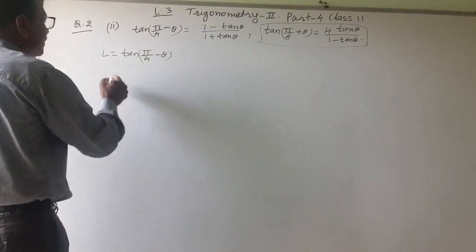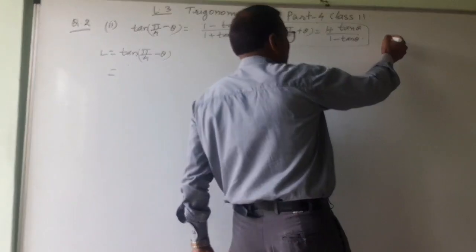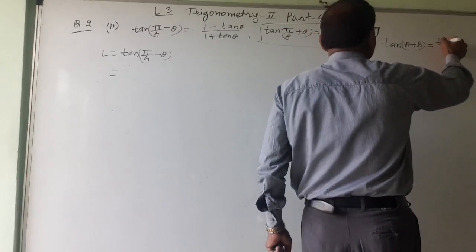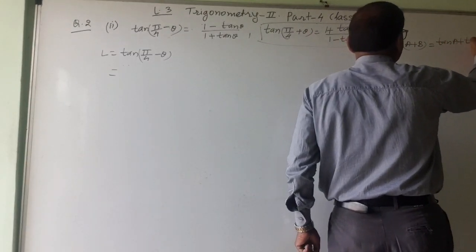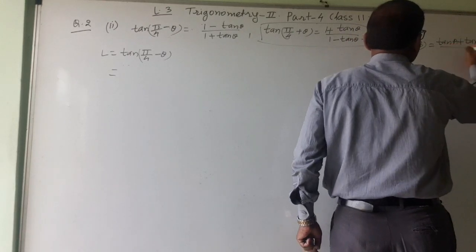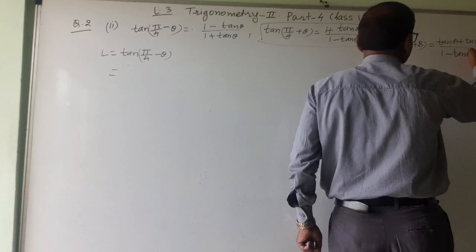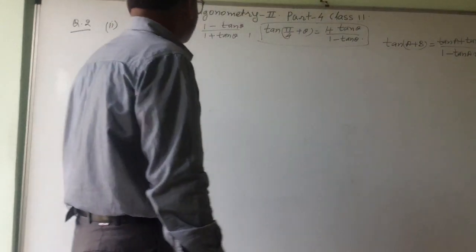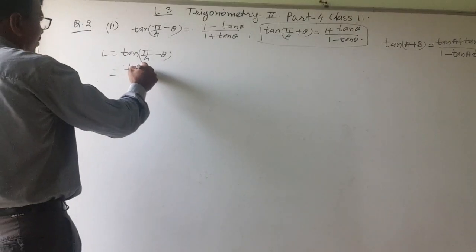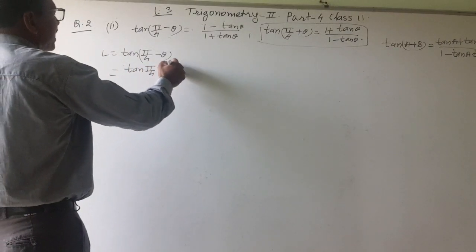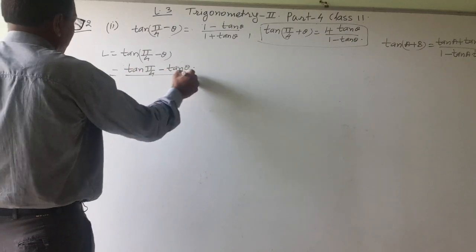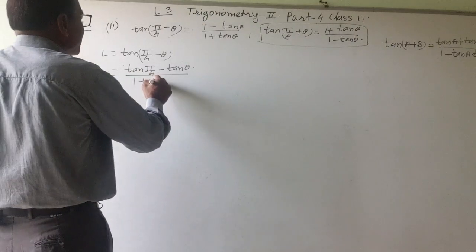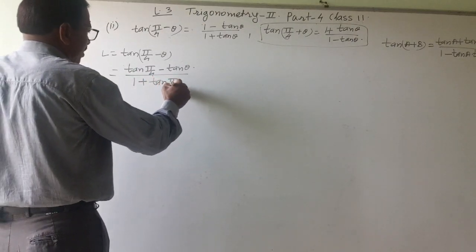minus theta. This is equal to, what is the formula for tan of a plus b? Tan of a plus b is equal to tan a plus tan b upon 1 minus tan a into tan b. Remember this formula at least. So this is tan of pi by 4 minus tan theta upon 1, if this is minus, I will write here plus, 1 plus tan A into tan B, means tan of pi by 4 into tan of theta.